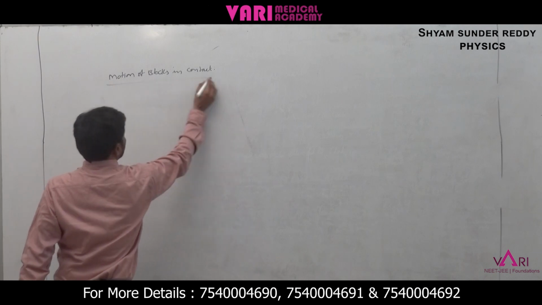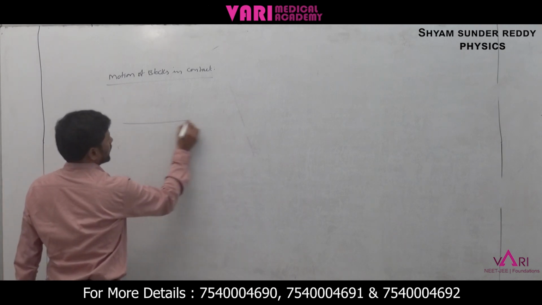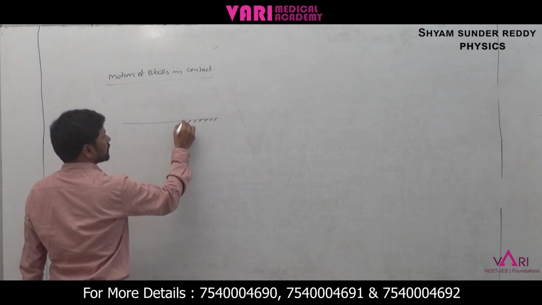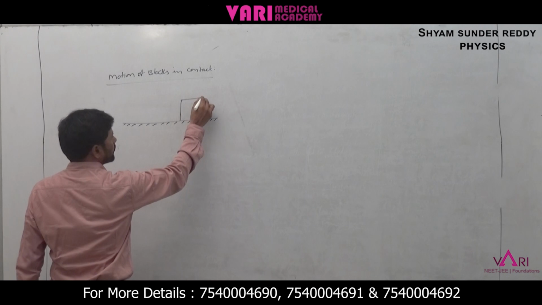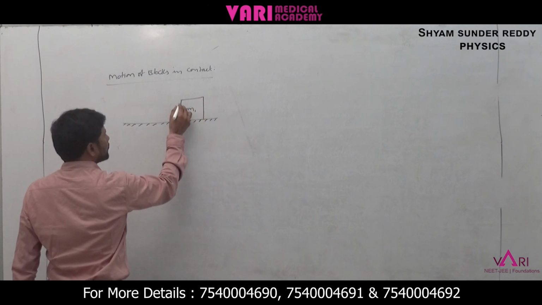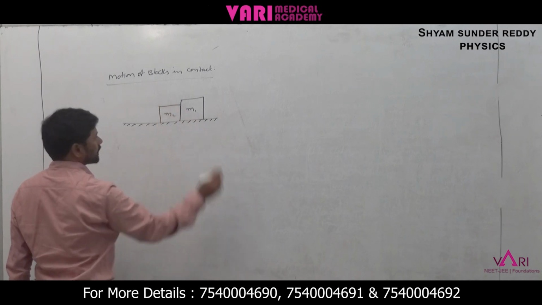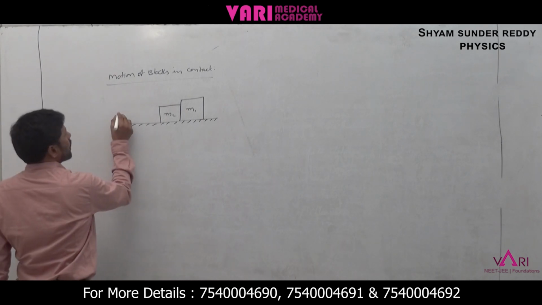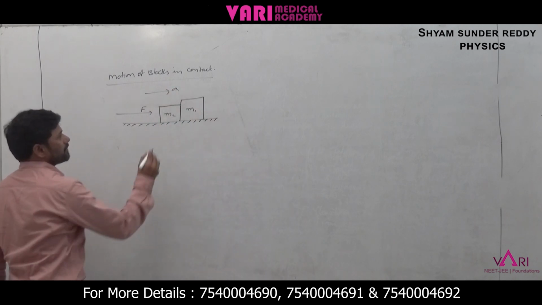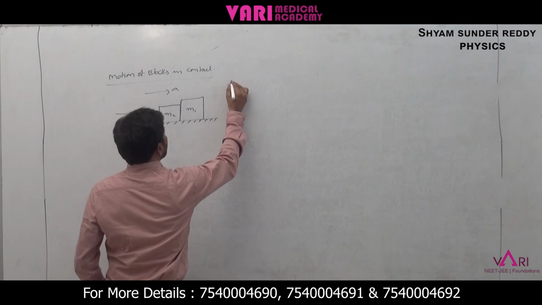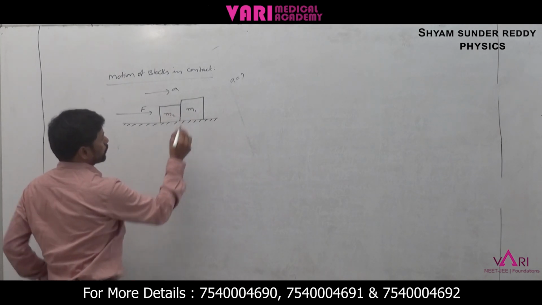Then what will happen? This is also the same, but here, suppose we take a horizontal surface. This is the horizontal surface. M1 block is there, and M2 block is in contact with this. This is the M2 block. Force is working in this direction, and acceleration is working in the same direction. Then what is the acceleration? In between these two, look at that.